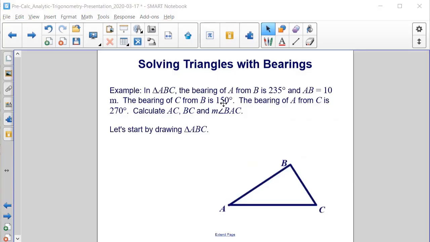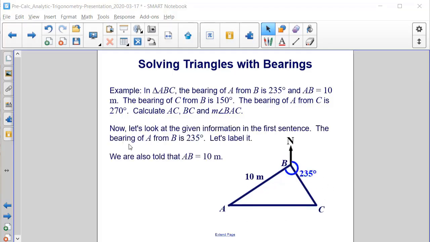Let's try breaking this word problem down one sentence at a time in order to determine the calculations that we need to make. So let's start by drawing any triangle ABC. Now let's look at the given information in the first sentence. In triangle ABC, the bearing of A from B is 235 degrees and AB is 10 meters. So we were given that information, so we drew it in and labeled them.